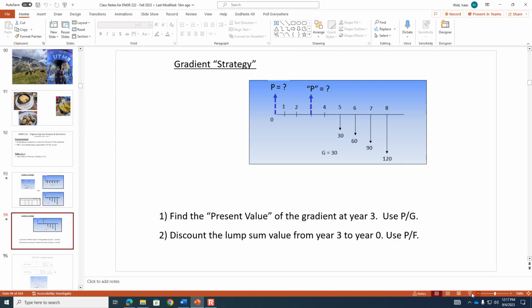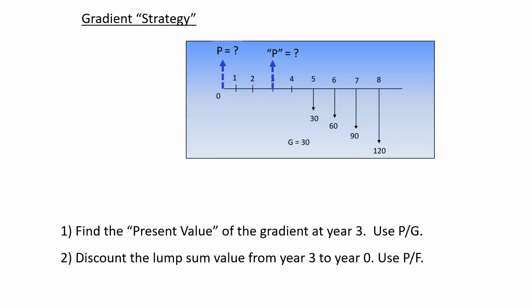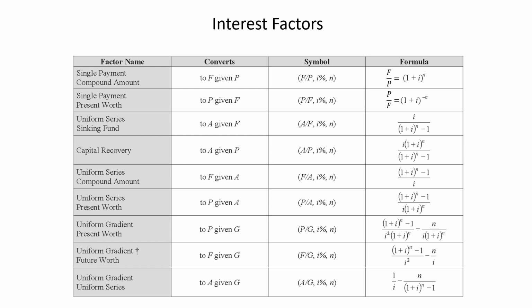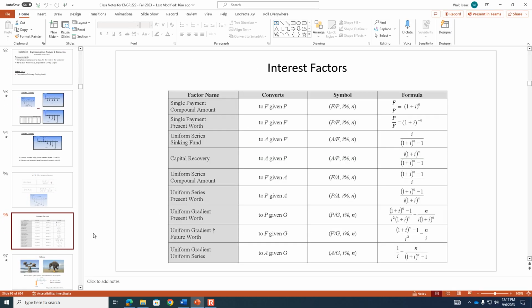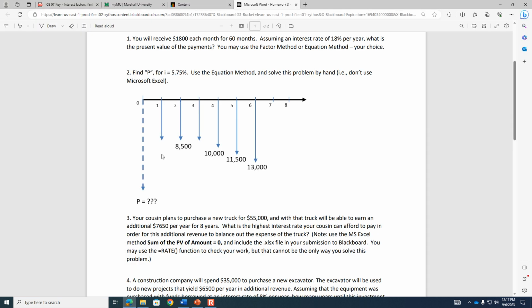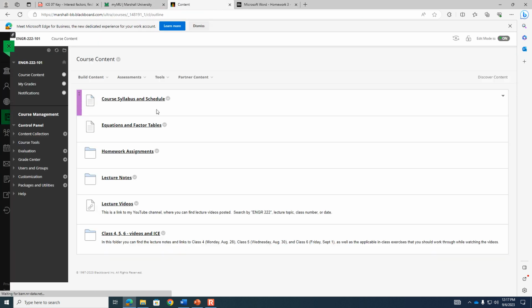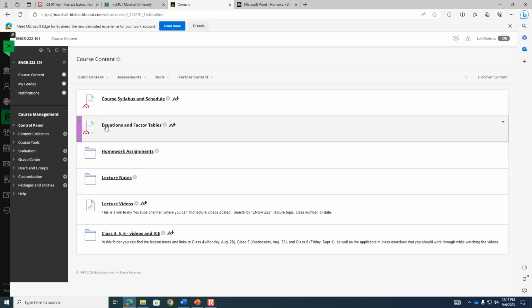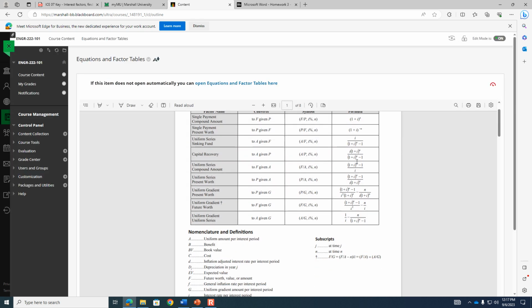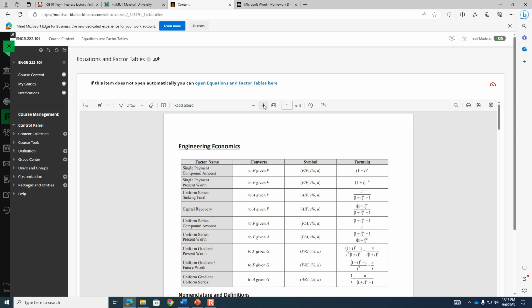All right. So let's move on from gradients then, and I wanted to mention that in addition to the equations that I've just handed out, it's also posted on Blackboard. So these formulas are available for you to access at any time on Blackboard. It's also in your textbook, which hopefully by now you've gotten. But let me show you here, if you go to equations and factor tables, here are the formulas.